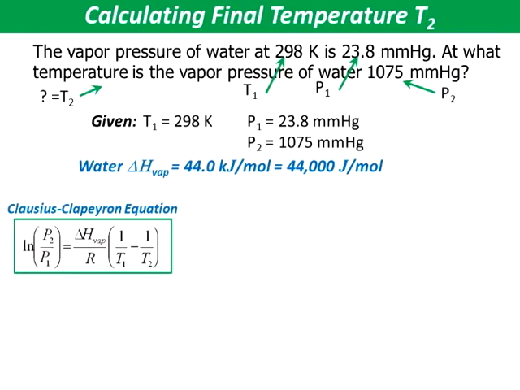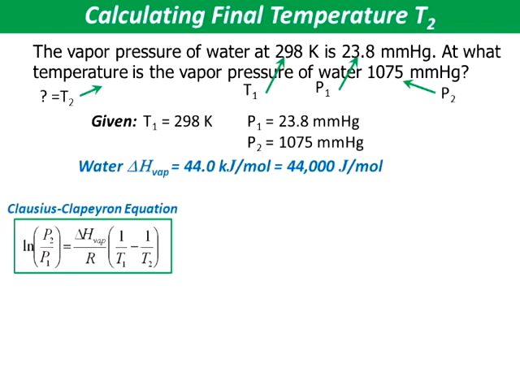As we always do, we mark up our problem with the variables and we note that T2 is the unknown. We have our T1 at 298 K, therefore no conversion is necessary there. We have P1 in millimeters of mercury, and we have water in millimeters of mercury. Since the units are the same, we're happy to use them as they are.